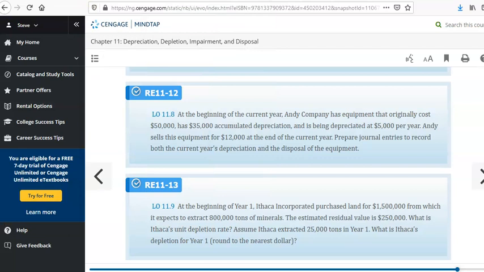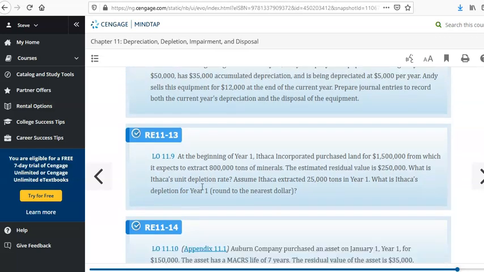Take a look at 13, and this is depletion. And the nice thing about depletion is it's kind of like the unit of cost method that we looked at earlier. And so you see here that Ithaca bought land, $1.5 million. They're going to extract some tons of minerals. Residual is 250. The depletion rate is what? Assume they extract 25,000 tons in year one. What's the depletion for year one?